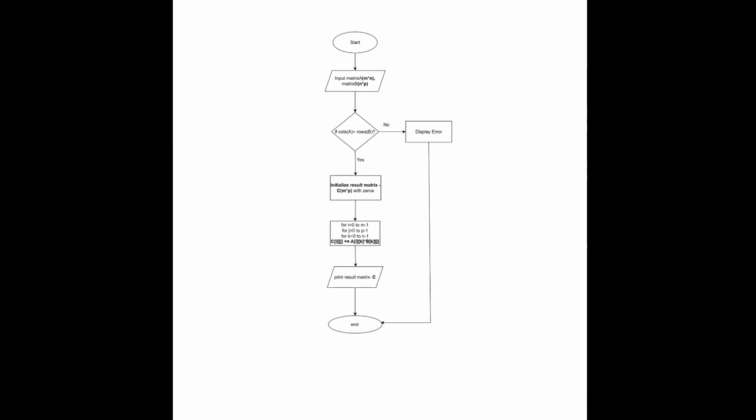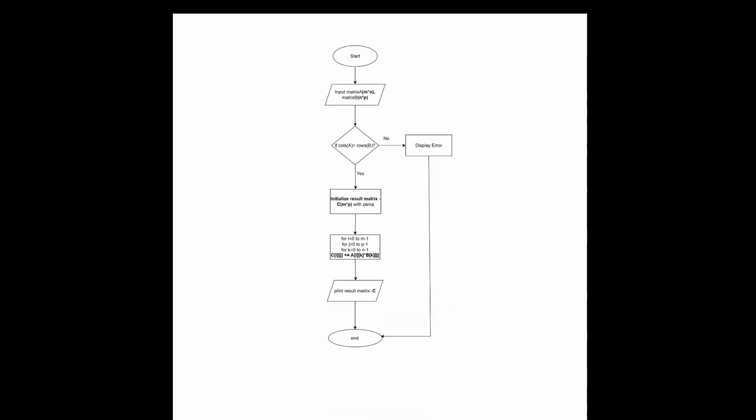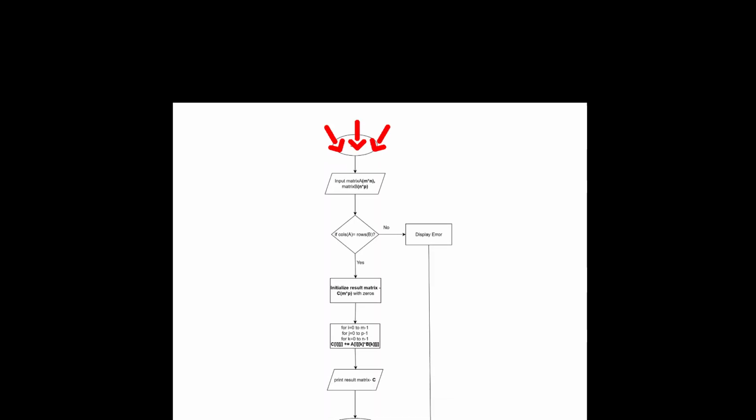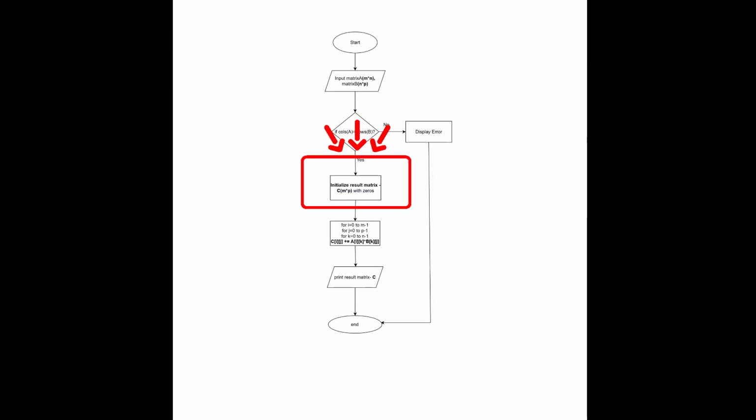In the matrix multiplication process, we start by taking two matrices A and B, and first ensure that the number of columns in A is equal to the number of rows in B. If not, display error. If yes, we initialize a result matrix C with appropriate dimensions.